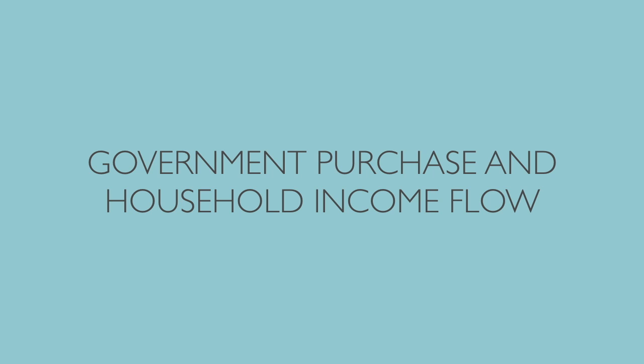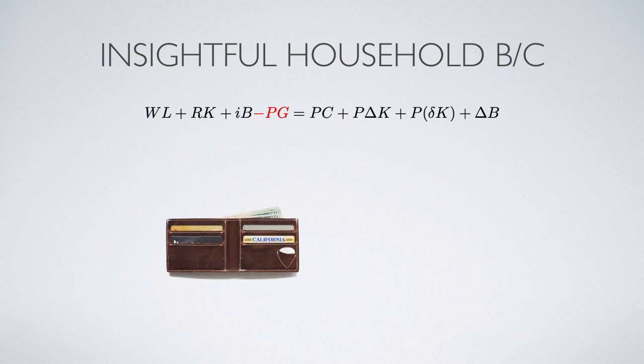First, we start to consider the relationship between government purchase and household income flow. We consider the case we learned, an insightful household. How does the household look at its budget constraint? Remember, an insightful household's budget constraint is just like a traditional household budget constraint without government. When there's a government, an insightful household knows that government is like a loss of income. Basically, the government would add a minus PG, which means minus government purchase, from its income flow.